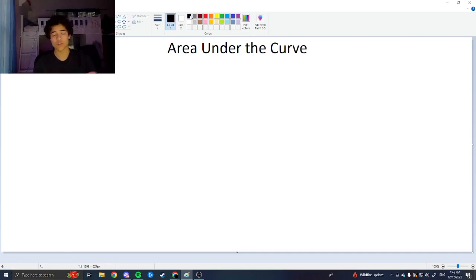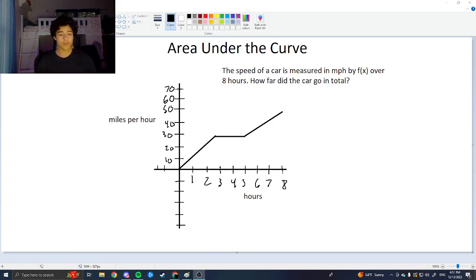So the first way that they show you how to find the area under the curve is by turning it into shapes. So for example, if you have this problem right here, it says the speed of a car is measured in miles per hour by f of x over 8 hours. How far did the car go in total?